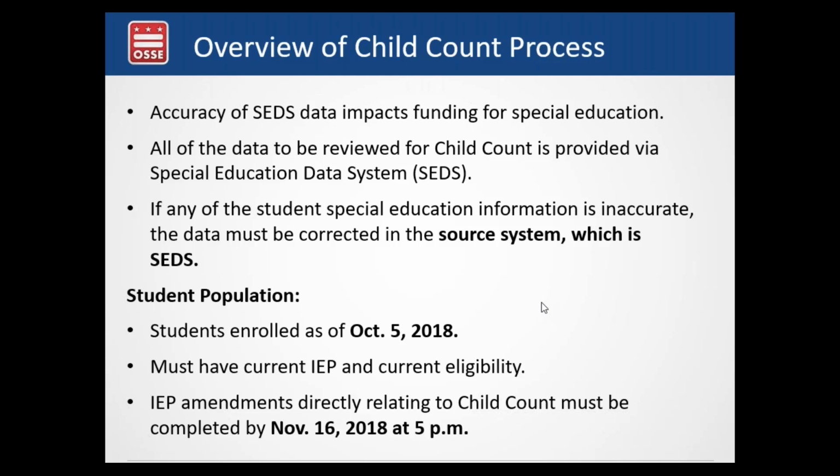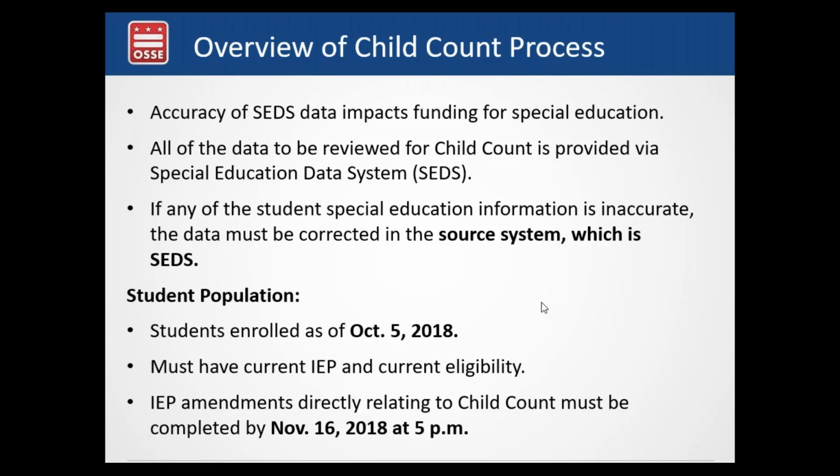All of the data that's reviewed for child count is provided via SEDS. So there's not a paper process, there's nothing on paper that you do. All of the data that's used for child count comes through SEDS. So you want to make sure that all your information in SEDS is accurate and up to date. If any of the student special education information is inaccurate, it must be corrected in the source system. And as we all know, SEDS is that source system for special education data for the District of Columbia.